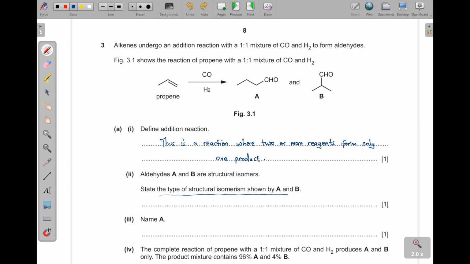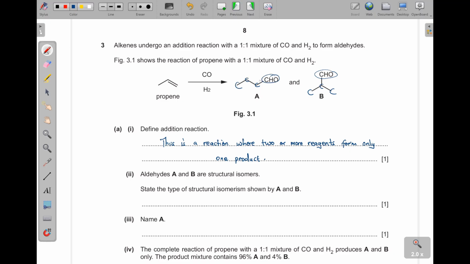Then Roman 2, aldehydes A and B are structural isomers. State the type of structural isomerism shown by A and B. Now, we can see this group here is on this first carbon. I'm taking the CHO as the functional group, so I'm not counting that carbon. But this one is on the second carbon here. Let's say this is carbon 1, carbon 2, carbon 3.